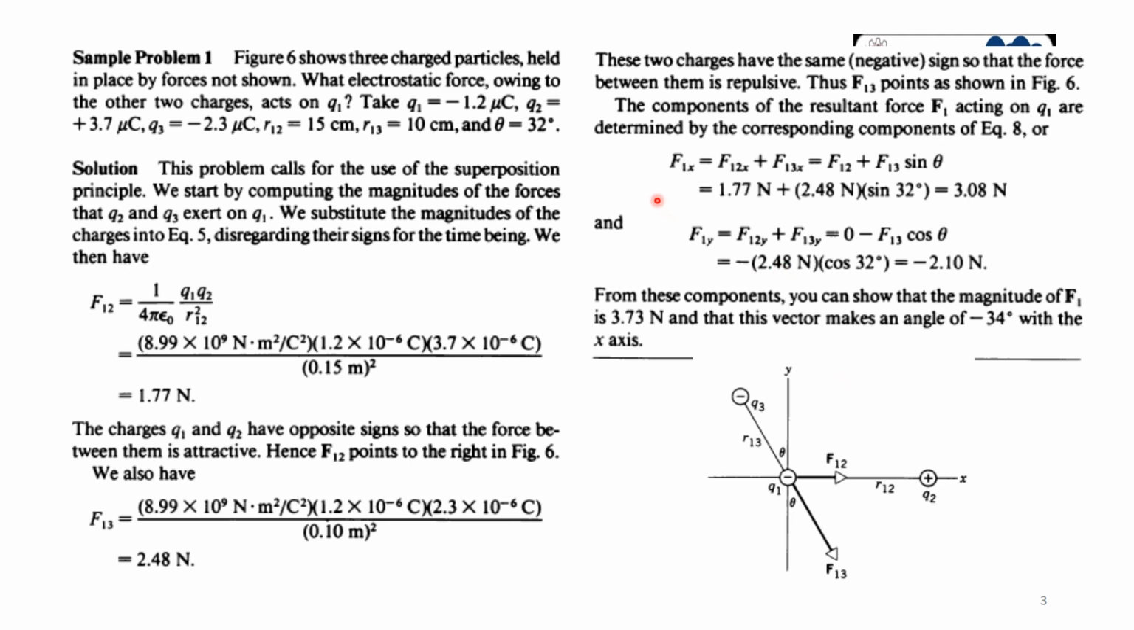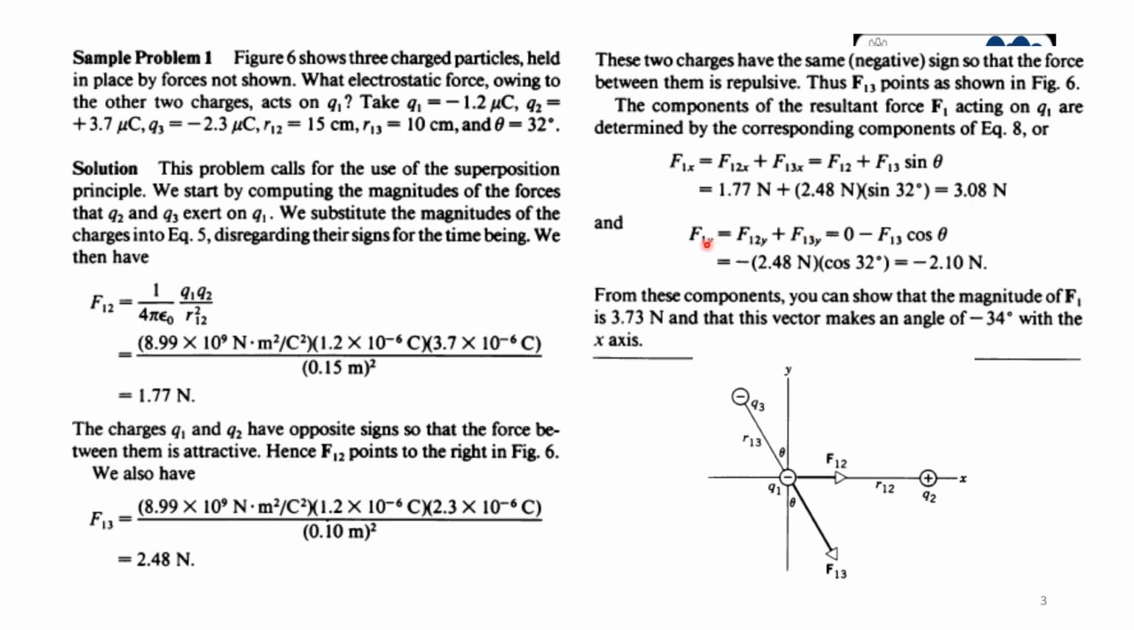So F1x will be equal to F12 plus F13 sine theta. We have already known F12. We also know F13, so we put the values here and calculate. After the calculation, we got 3.08 Newton.